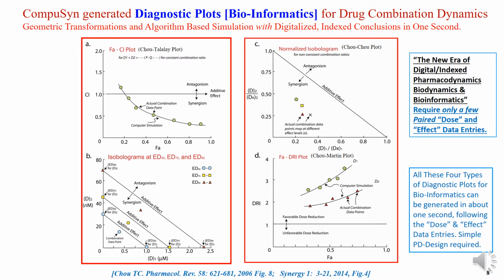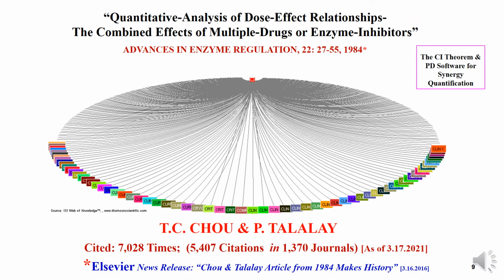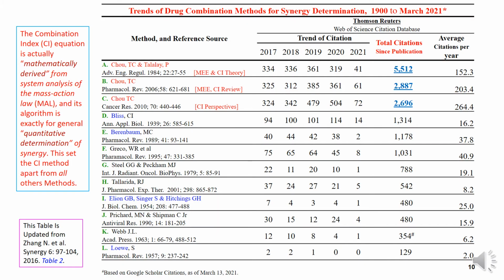The article introducing the MAL PD and CI theory has over 7,000 citations in 1,300 biomedical journals internationally. Among the 10 different methods for synergy determination, the CI method is by far the most popular due to the fact it is the only quantitative method with automated computer simulation.